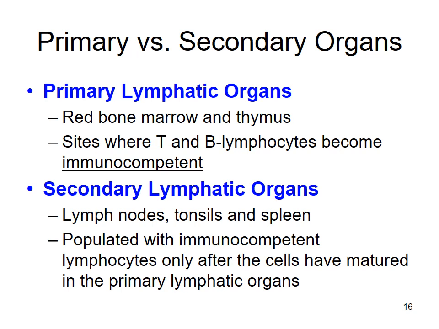So notice on your notes how it says secondary lymphatic organs are going to be populated with immunocompetent lymphocytes only after the cells have matured in the primary lymphatic organs. So you will only get access to the T cells and the B cells in the secondary lymphatic organs after they have learned to become immunocompetent. And that will only happen in your primary lymphatic organs, which are your thymus for T cells and your bone marrow for B cells.